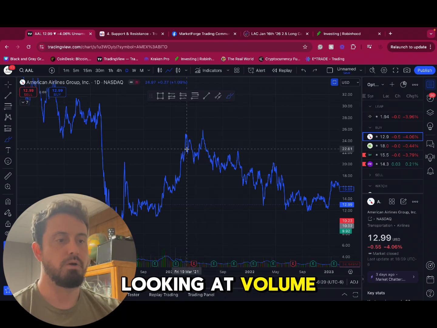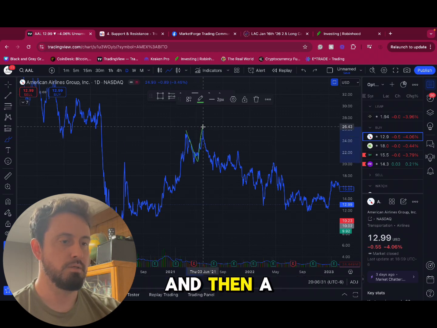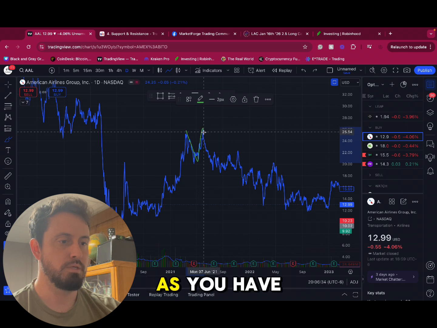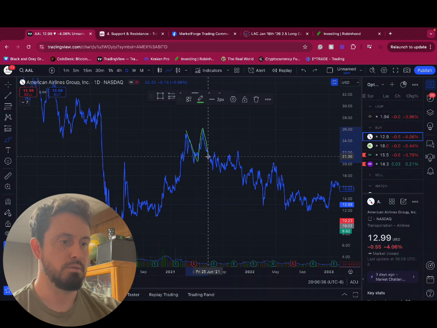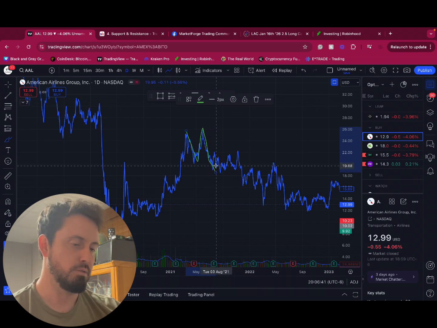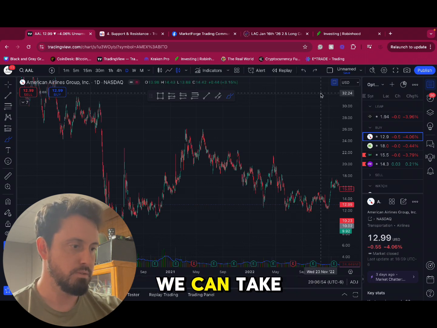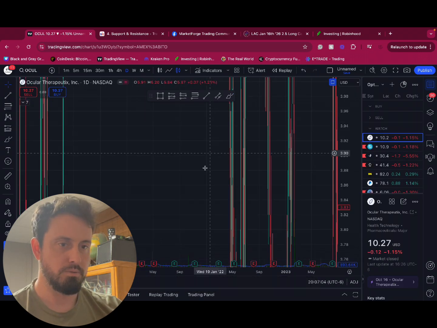And if you're looking at volume, typically you'll see less volume on C coming up, and then a rise in volume as you have your breakdown and move past point B. There should be an increase in volume. Not always, but that's something to keep an eye out for. So that's one example. We can take a look at another on Ocular Therapeutix.